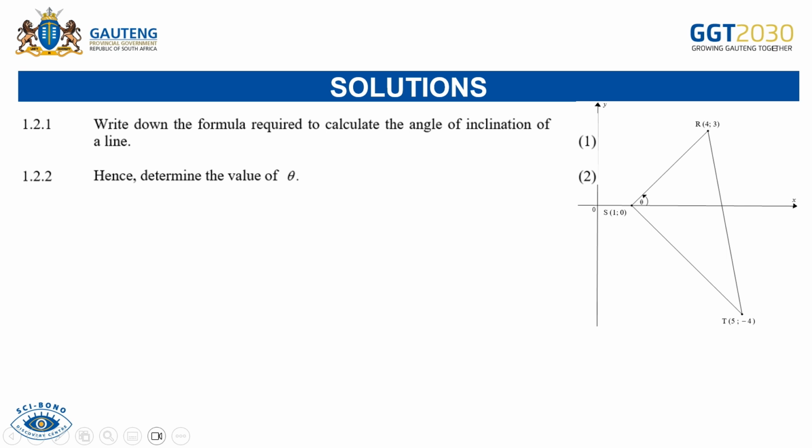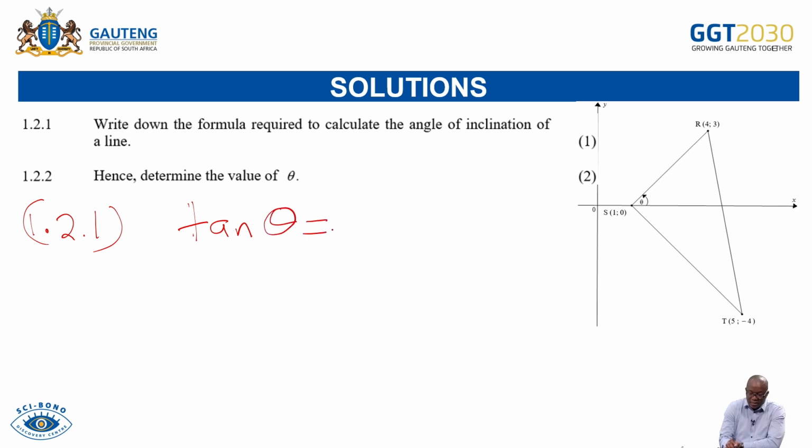That is a question. Write down the formula required to calculate the angle of inclination of a line. So you know that the angle of inclination formula is there in our information sheet, which is tan of theta is equal to m. So that's what you're going to do. Then you have your 1 mark there.